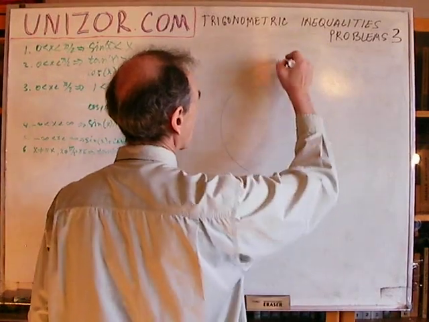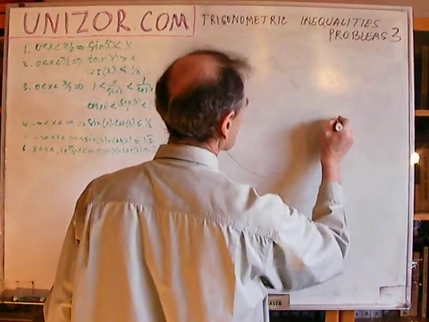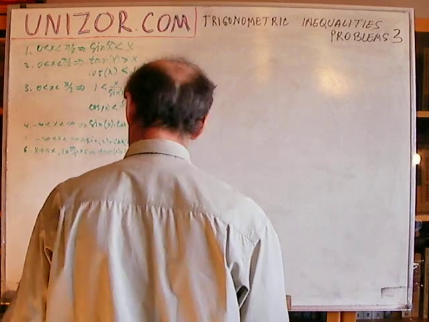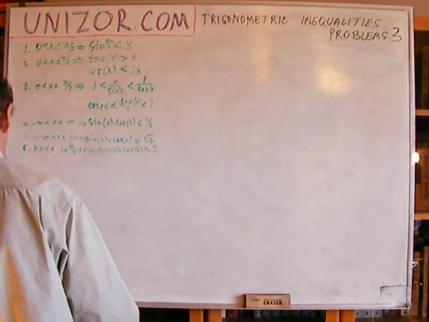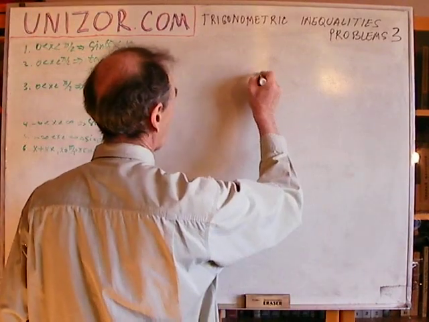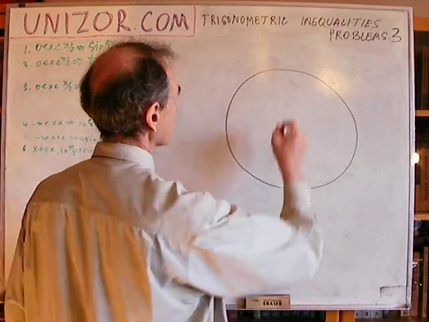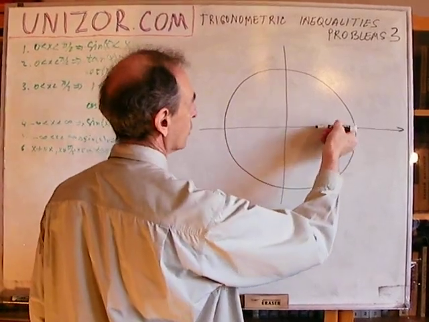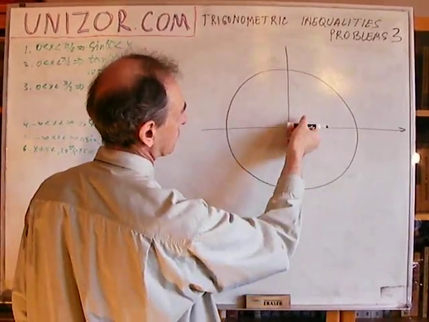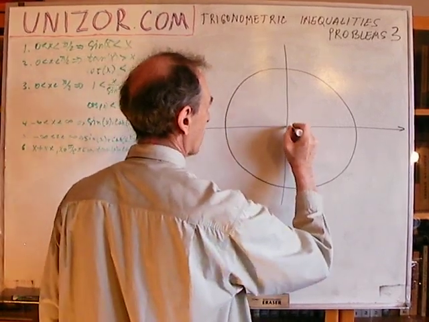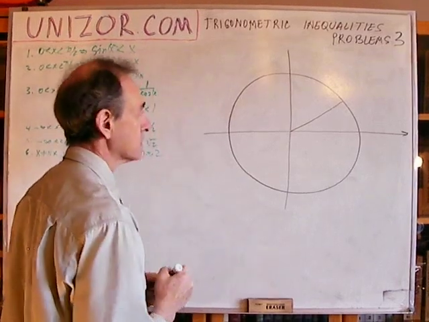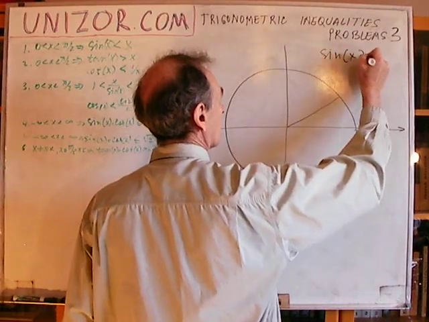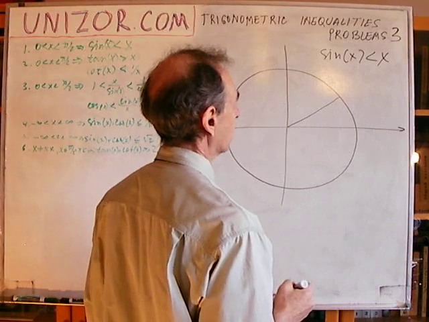So, let me consider a unit circle. Oh, this is a nice unit circle. And now I'm considering angles only from 0 to pi over 2. So angles from this position to this position, greater than 0 and less than pi over 2. So this is an angle. And for any angle in this category, I would like to prove this. Okay, here's how I'm going to do it.